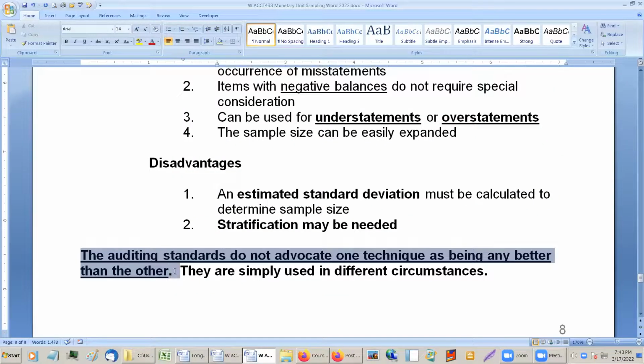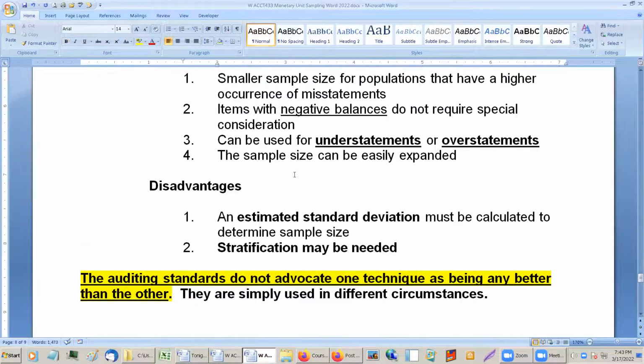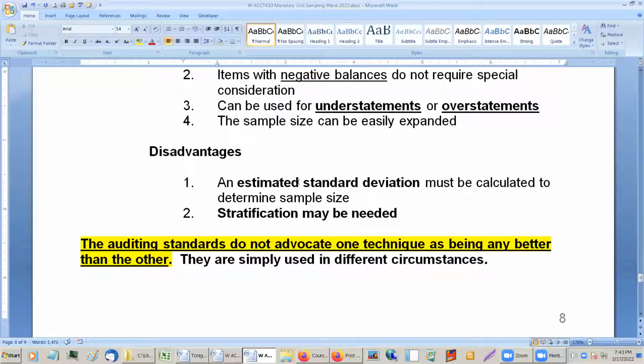And this is very important. Back in my day, they would always say the monetary unit sampling is the best because it's made for auditing. But actually it depends on which one is more appropriate for the different circumstances. The standards do not say which one is better than the other. They just say that one is more appropriate than the other for getting an estimate of what the projected value and projected misstatement are.